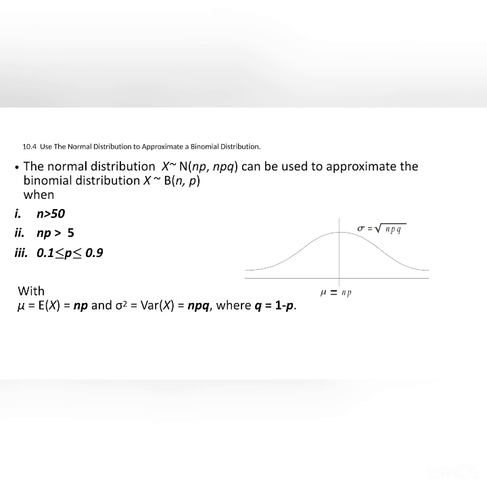In other words, we approximate a binomial distribution with a normal distribution when n is greater than 50, np is greater than 5, and the probability is from 0.1 to 0.9, with mu equal to the expectation, which is np, and sigma squared equal to the variance of X, which is npq, where q is equal to 1 minus p.